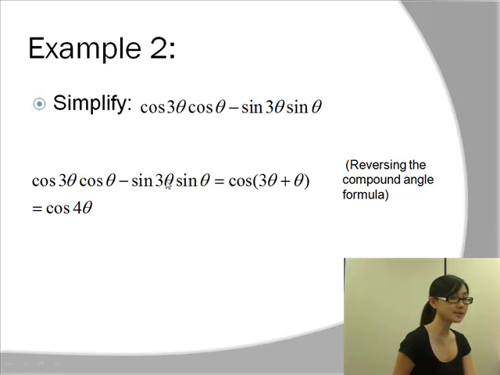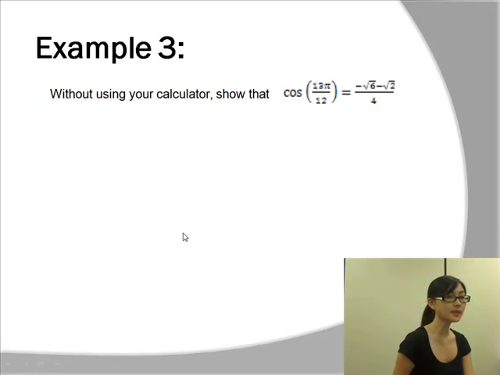Let's take a look at example 2 from our learning resources. Simplify cos 3 theta times cos theta minus sine 3 theta times sine theta. In this case, we have to reverse the compound angle formula. We know cos A cos B minus sine A sine B equals cos of A plus B. In this case, A equals 3 theta and B is theta. So then we get cos of 3 theta plus theta. The final answer is cos 4 theta.